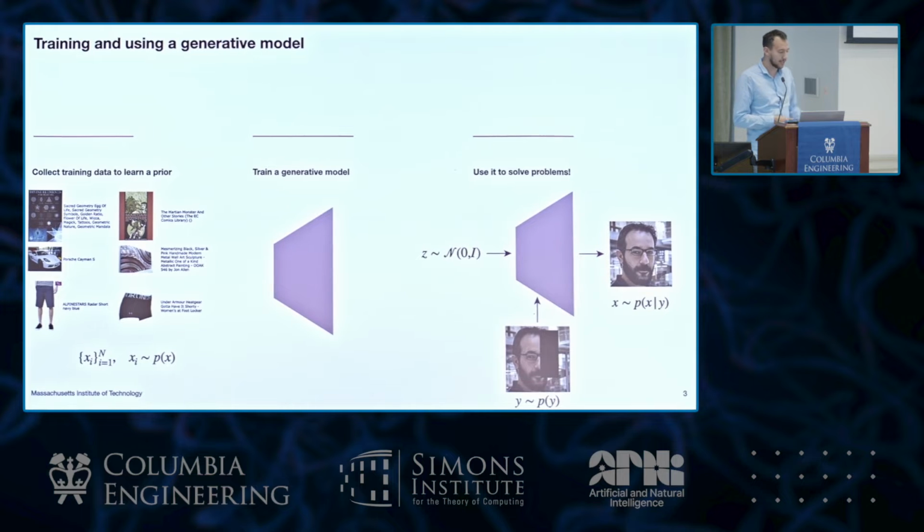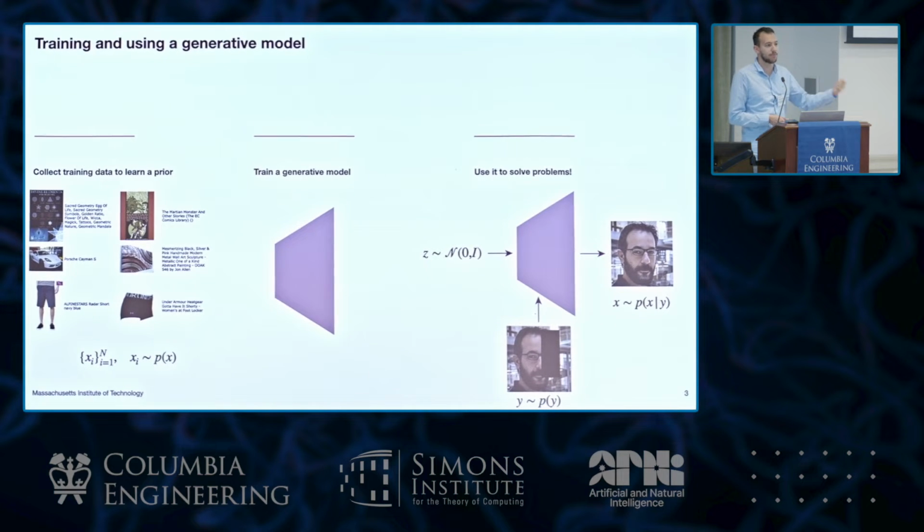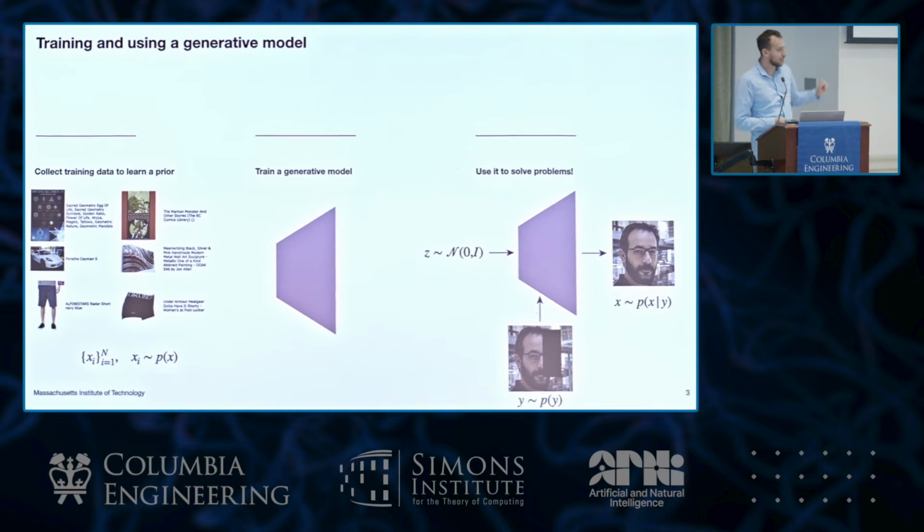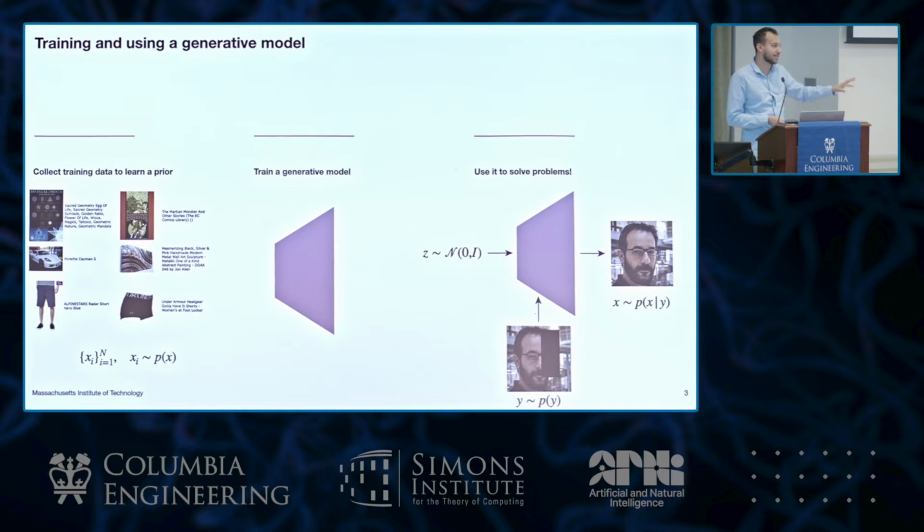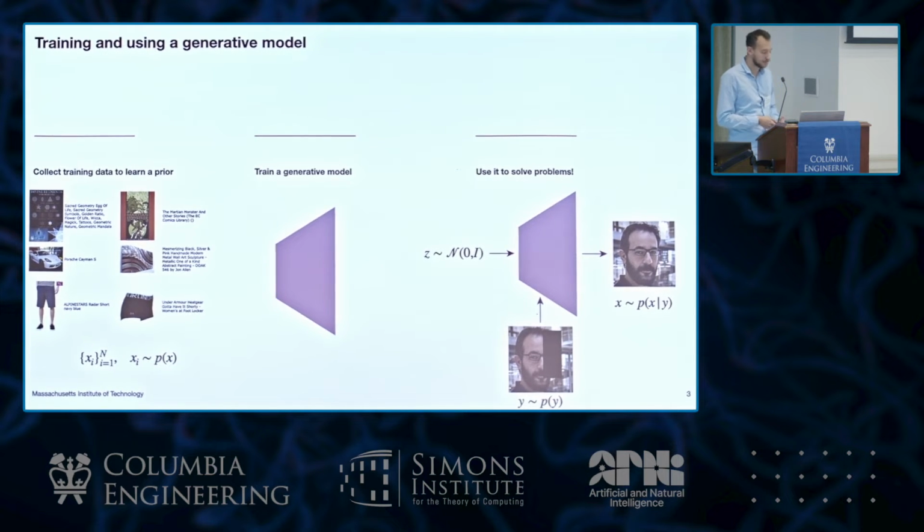Then the second step is you want to go and train your model. And then after you have trained your model, you want to use it for something. Maybe you give it an image of my PhD advisor, Alex Dimakis, some part of the image is missing, and then you ask your model, can you complete the missing part? And the model knows how real people look. It has a prior about the world, so it's going to do this task for you.